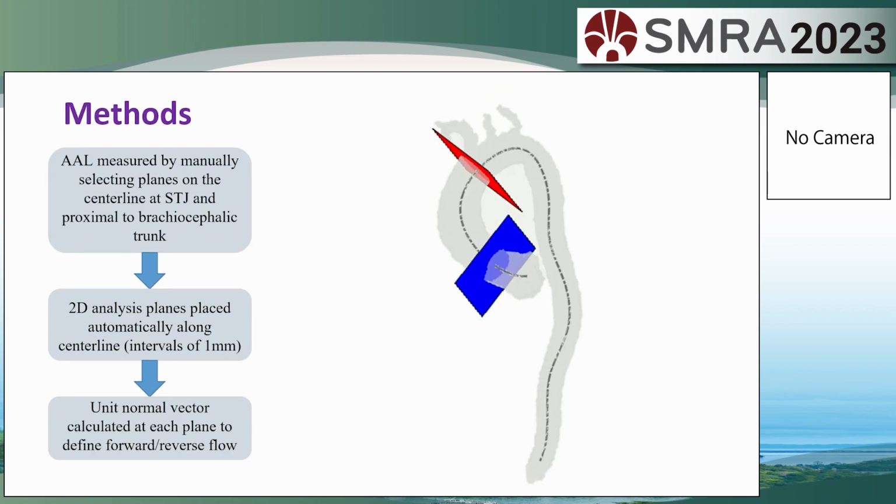The ascending aortic length was measured by manually selecting 2 planes along the centerline. So the first plane was placed at the sinotubular junction, and the second, more distal plane was placed just proximal to the brachiocephalic trunk. 2D analysis planes were then placed automatically along the centerline of the ascending aorta at intervals of 1 millimeter, and the unit normal vector was calculated at each plane in order to define forward and reverse flow.